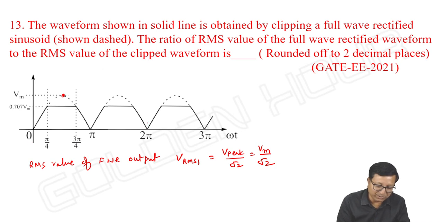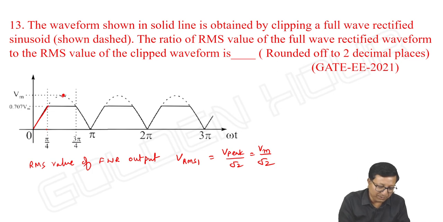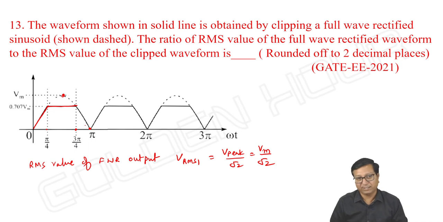The second waveform we have to define first of all. From 0 to pi by 4, it is Vm sine theta. From pi by 4 to 3 pi by 4, it is constant 0.707 Vm, meaning Vm by root 2. Again from 3 pi by 4 to pi, it is Vm sine theta, over one cycle. That is the definition. Let me write that as V of t.